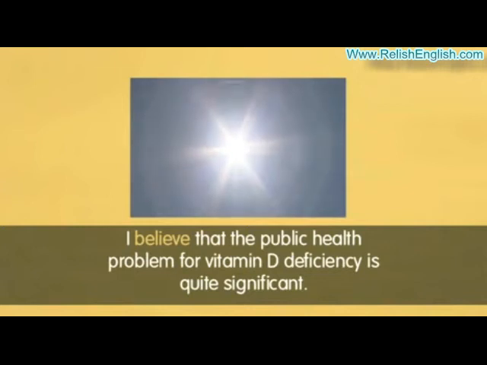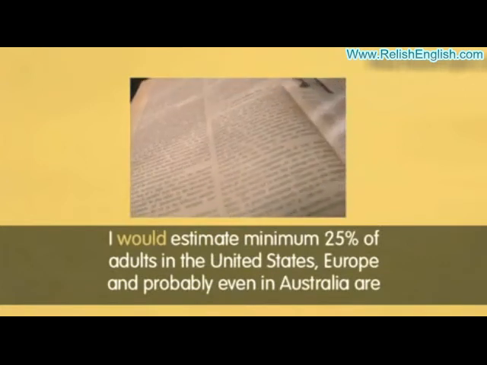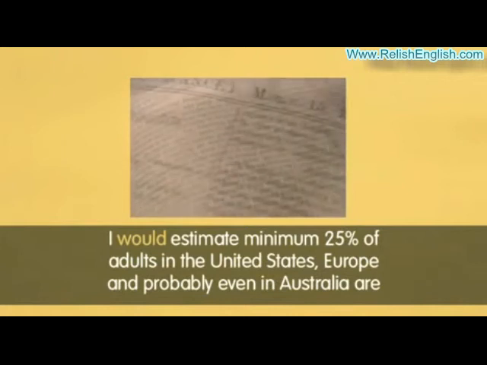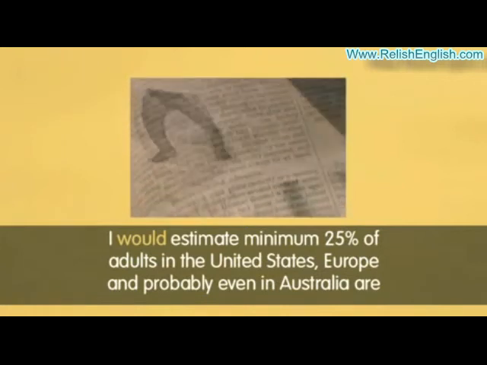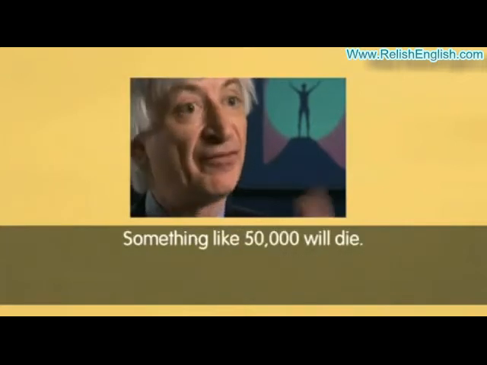I believe that the public health problem for vitamin D deficiency is quite significant. I would estimate minimum 25% of adults in the United States, Europe, and probably even in Australia are vitamin D deficient. I mean, if you think about it, over 250,000 women in the United States will develop breast cancer this year. Something like 50,000 will die. If 25% of those breast cancers could have been averted, prevented in some way, just by having a little exposure to sunlight, would have been really tremendous.